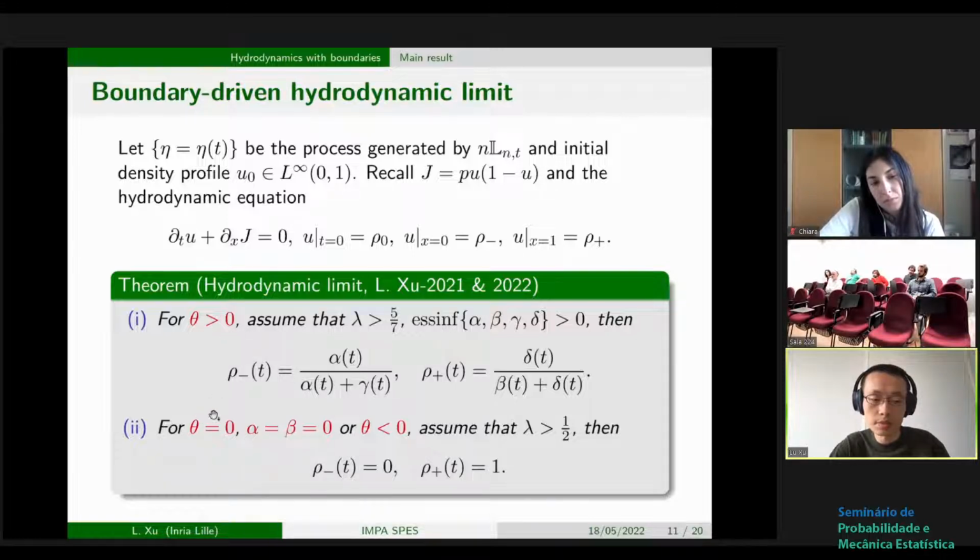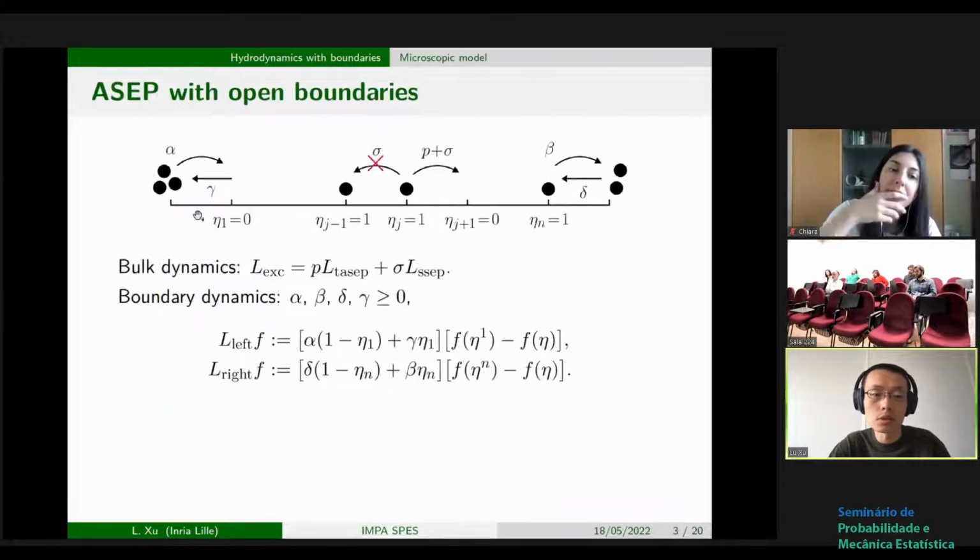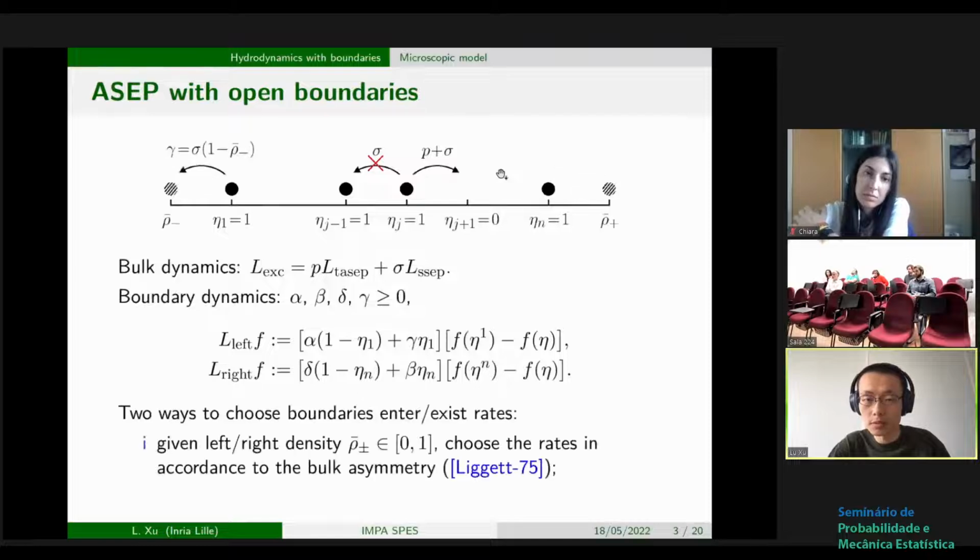Another one is that, if theta is 0, so the reservoir is not speeded up, but alpha equals beta equals 0. So what is alpha? Alpha is the rate that the particle comes in from the left. Beta is the rate that the particle comes out from the right. So if these two are both 0, this means that the reservoir goes against the flux.